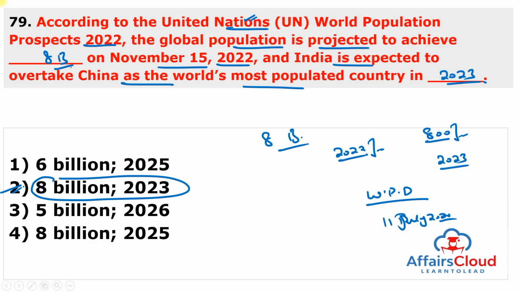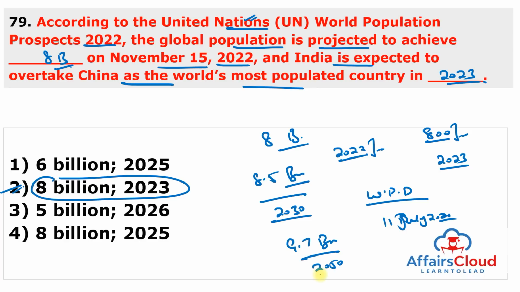And according to the United Nations' most recent estimate, the world population might reach 8.5 billion by the year 2030 and 9.7 billion by the year 2050.